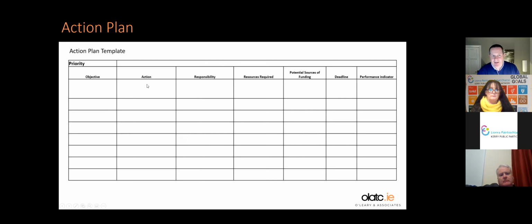So each objective has to have a number of actions. So you say, okay, what are the actions involved? And I'll go through an example in a second. We're just going through the headings first of all. So the action is really the most important thing. It's where you're sitting down, logically thinking, what are the steps we need to take to make this happen, okay? And it's all about doing it logically. So for example, certain things you have to do before you can do the next step.